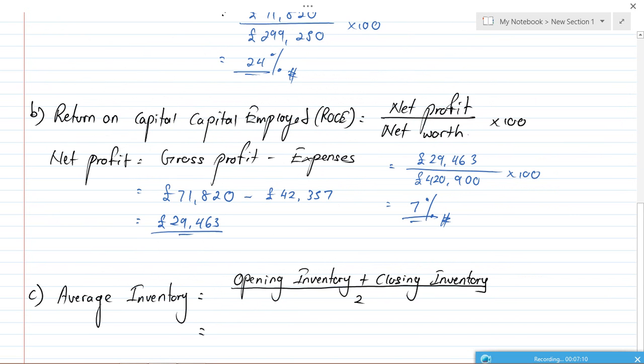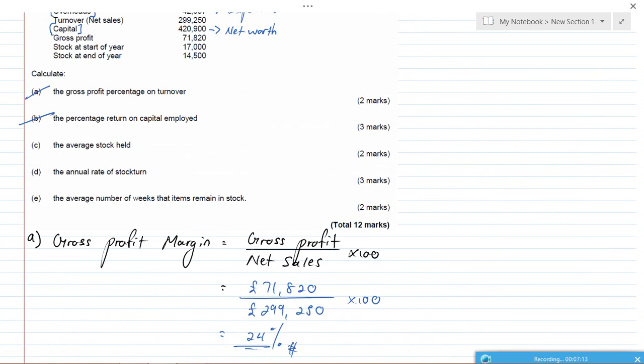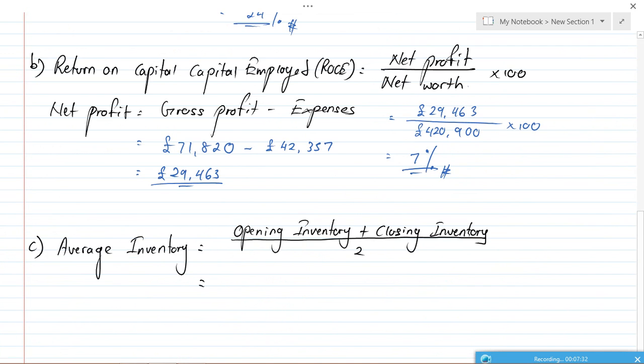So over here, they give you the opening and closing. This is your opening and this is your closing. Okay? Start means opening, end means closing. So 17,000 and 14,500. So it comes over here.